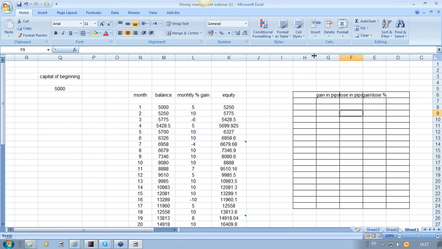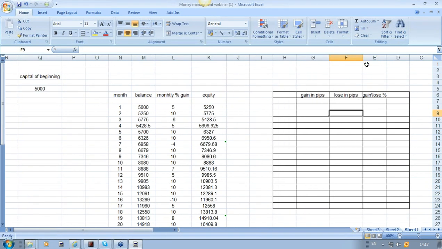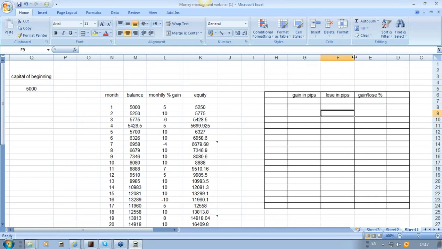Okay. I want to show you something very interesting. Some of you already saw that. Some of you will see it for the first time. Let's say I have 5K. The only thing, I will risk 2% per trade. The only thing that will change is the lot size.